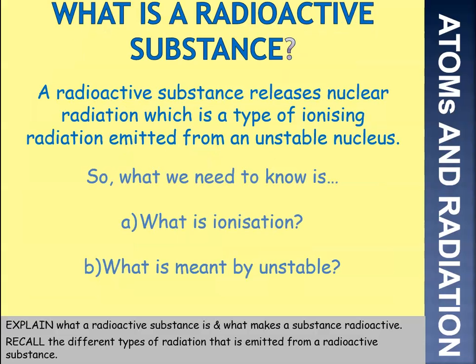Basically, radioactivity then, what is it? Well, a radioactive substance releases nuclear radiation, which is a type of ionizing radiation emitted from an unstable nucleus. So what we need to know is what's ionization and what's meant by unstable.